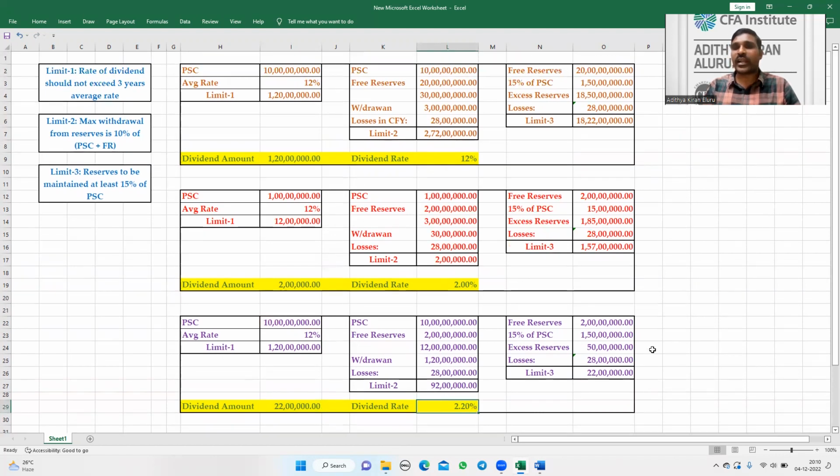So this is how the conditions have to be checked: dividend amount, dividend rate, limit 1, limit 3. So be careful. The maximum amount that can be withdrawn is the lower of these limits. Okay, right. So this is the important point.